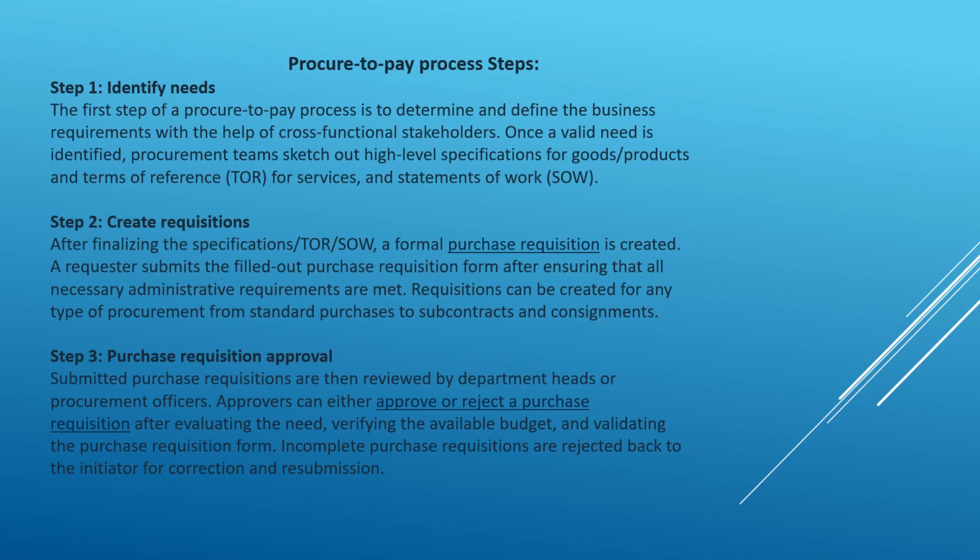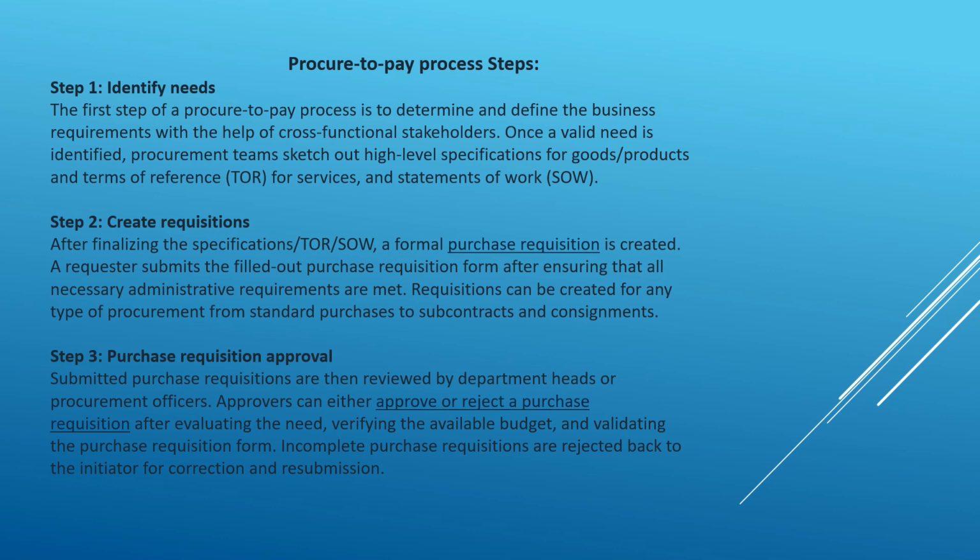So here we are going to see the procure to pay process. The first step is identify needs. The first step of the procure to pay process is to determine and define the business requirements with the help of cross-functional stakeholders. Once a valid need is identified, procurement teams sketch out high-level specifications for goods or products, and terms of reference for services and statement of work.